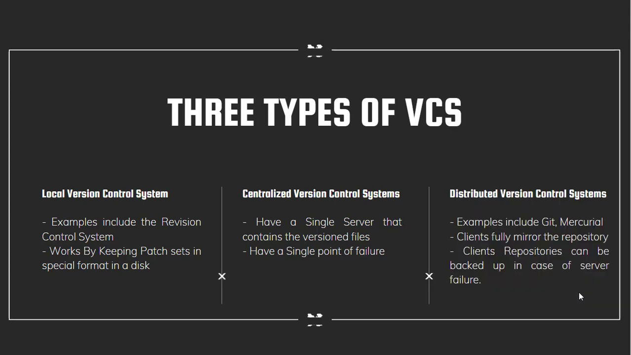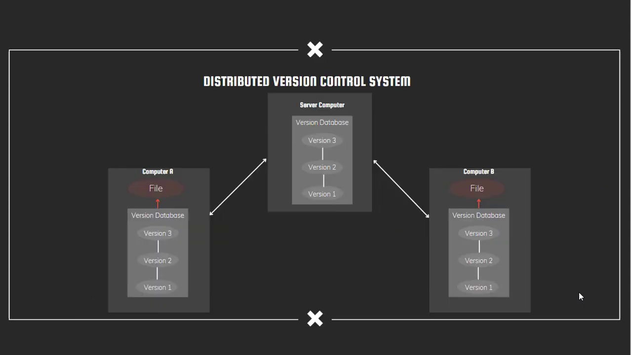This is where the distributed version control system steps in. It includes Git, Mercurial, Bitbucket, etc. In a distributed version control system, clients fully clone the repository on their drive, including the file history, which can be beneficial in case the server dies. Then the client repository can be used as a backup.